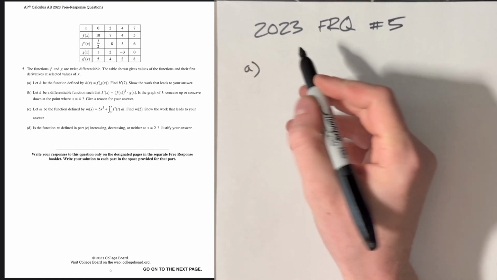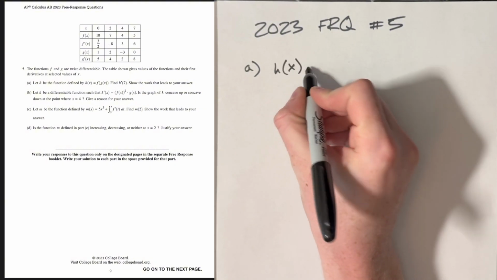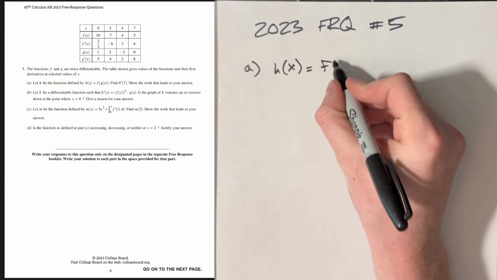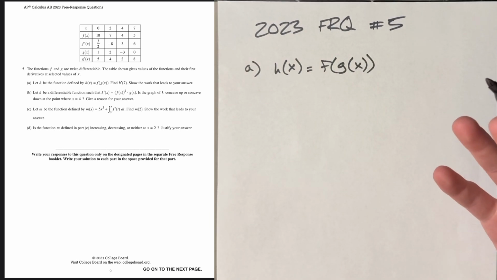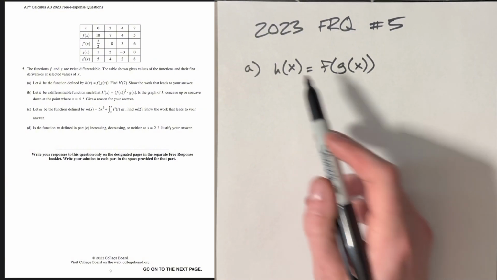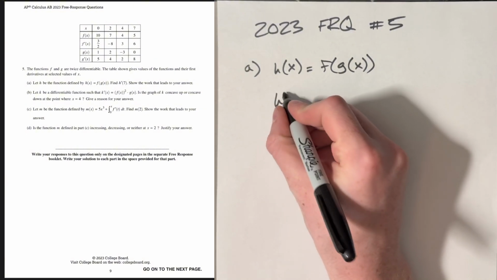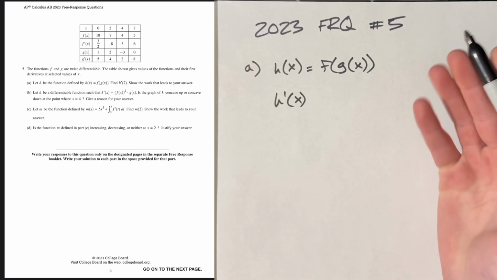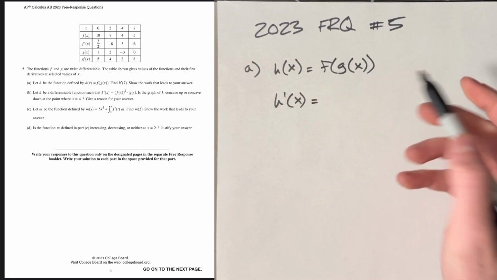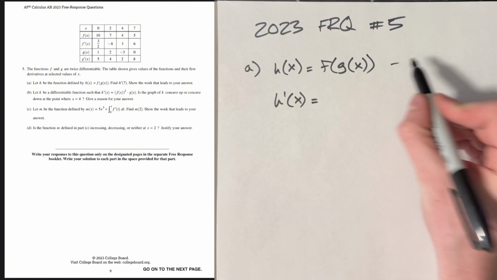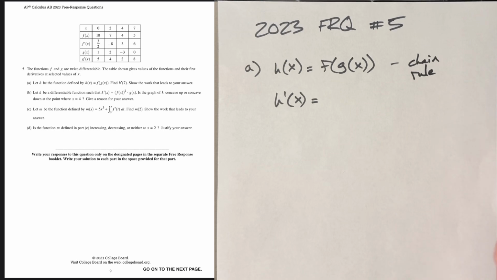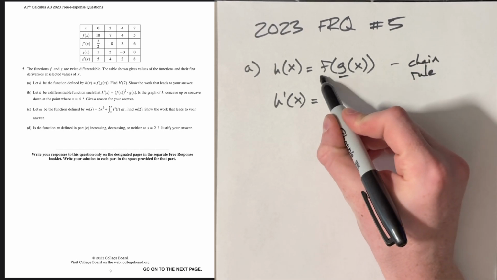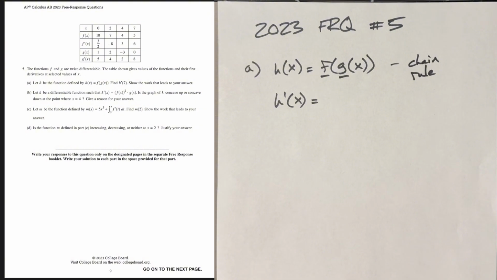So let's go ahead and get started here. We know that h of x is equal to f of g of x. And we are trying to solve for h prime of x, so I would want to take the derivative of both sides. On the left side, I would get h prime of x. On the right side, in order to take this derivative, I would use chain rule, and the reason is because I have an inner and an outer function. And when I have an inner and an outer function, I think chain rule.